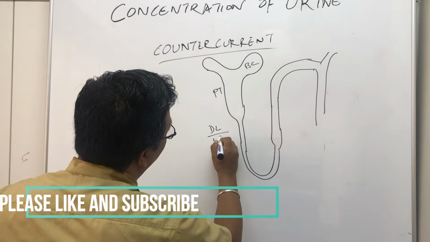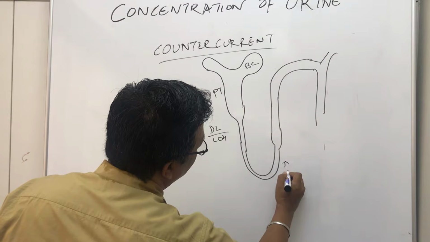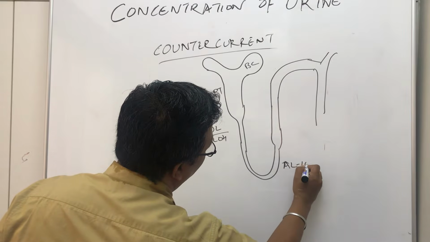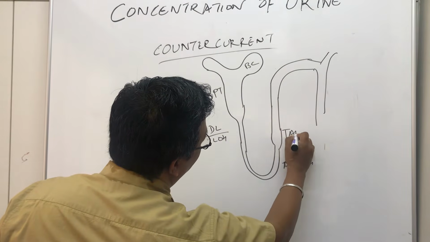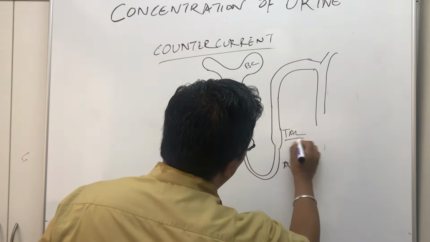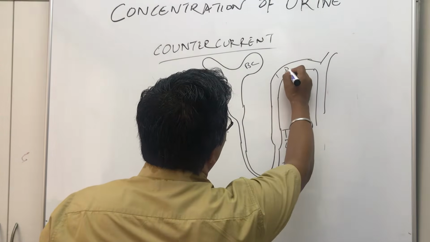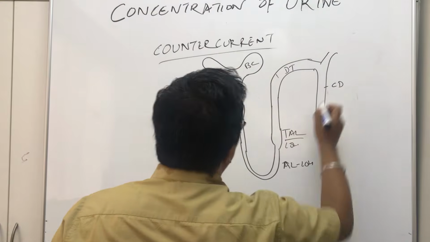Descending limb of loop of Henle, ascending limb of loop of Henle, thick ascending limb of loop of Henle, and from this part, this is distal tubule, collecting duct. These are the parts of the nephron.